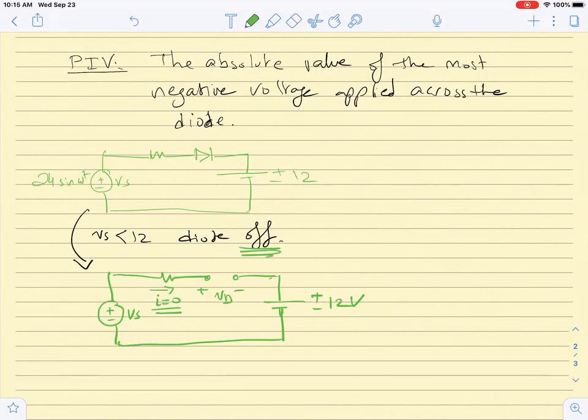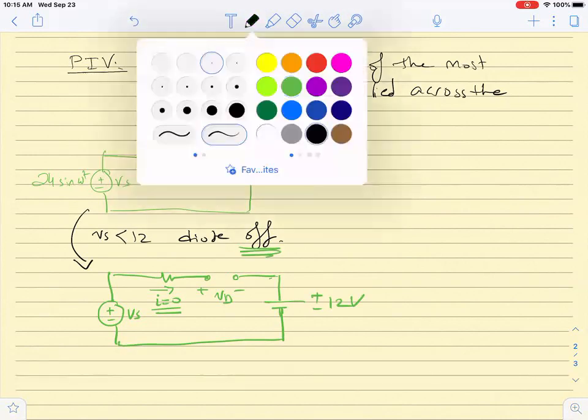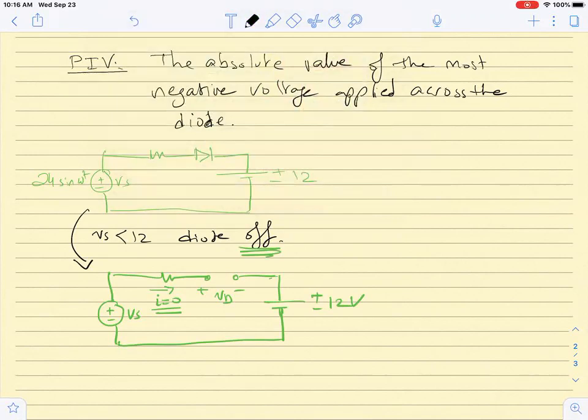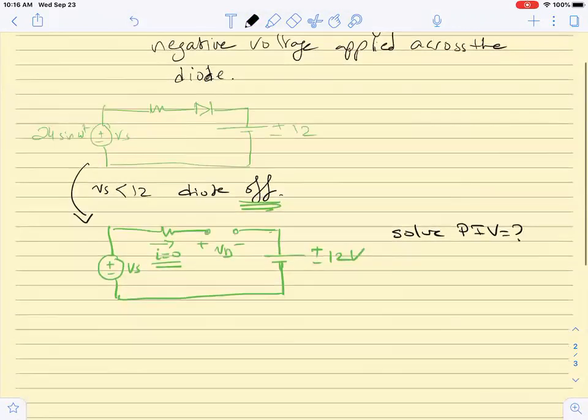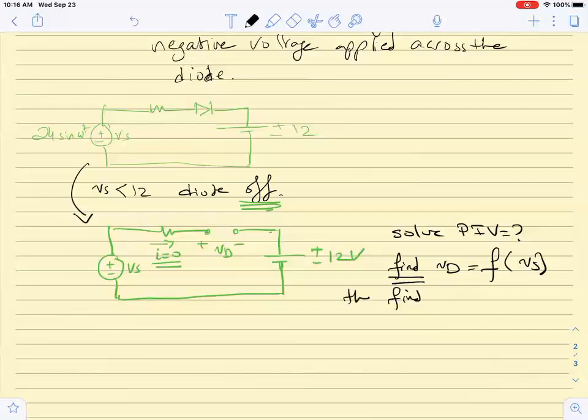So my task is to find the PIV, what do I need to solve? Okay, it's the absolute value of the most applied negative voltage. So I need first to find what? The negative voltage applied. But to be sure, the most negative voltage applied. So find VD first as a function of VS, right? And then find the most negative VD, and take the absolute value.